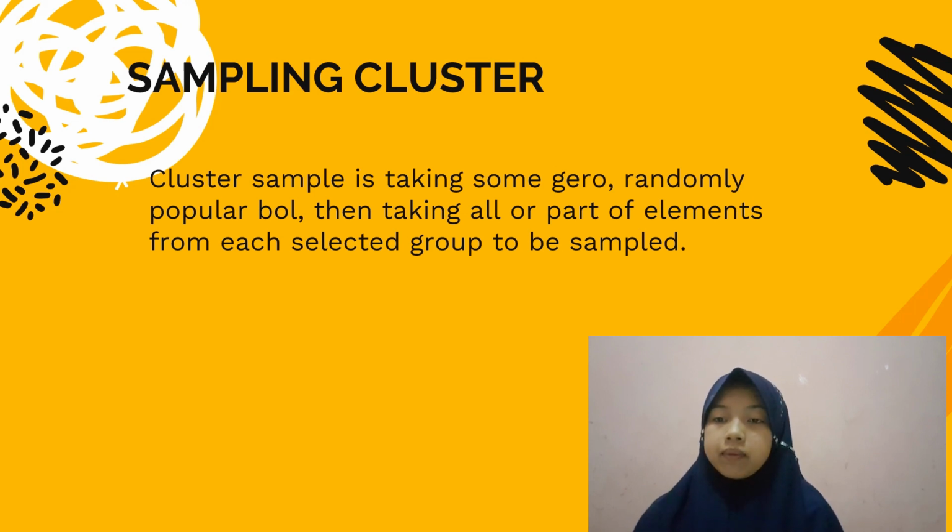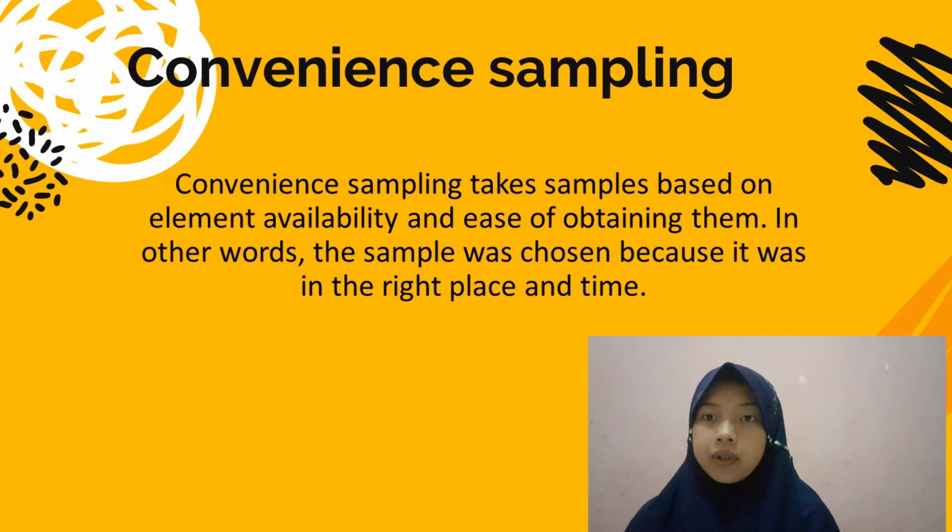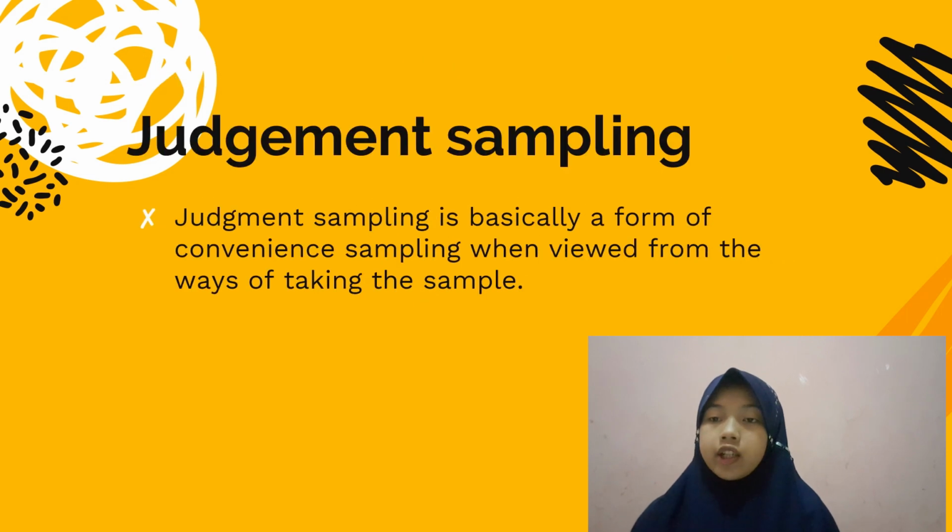Next, non-probability sampling. Non-probability sampling was developed to address the difficulties that arise in applying probability sampling techniques, especially to eliminate costs and problems in sampling frames. Next, convenience sampling. Convenience sampling takes samples based on element availability and ease of obtaining them. In other words, the sample was chosen because it was in the right place and time. Judgment sampling. Judgment sampling is basically a form of convenience sampling when viewed from the ways of taking the sample.